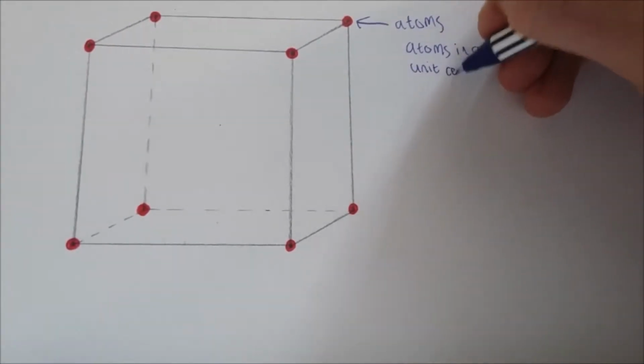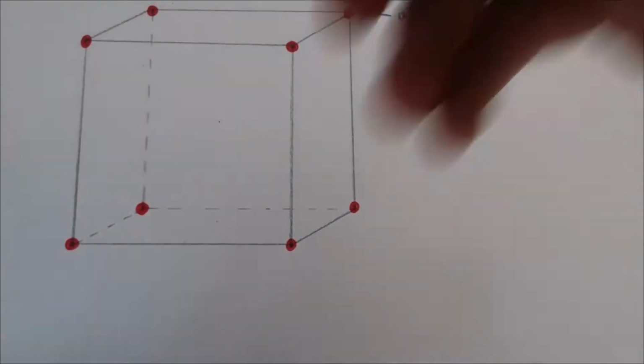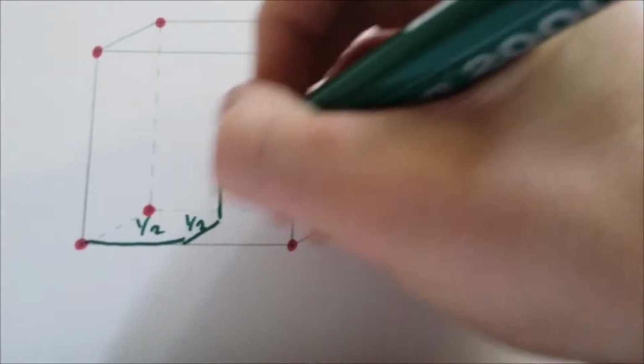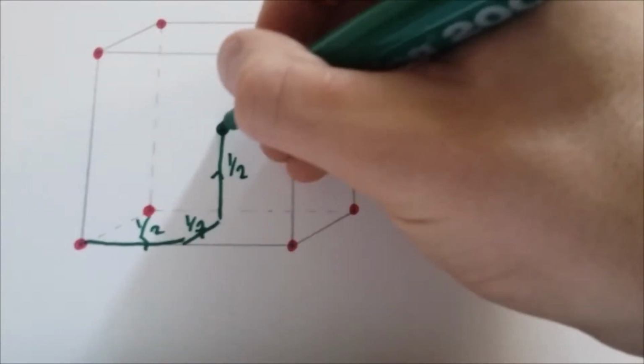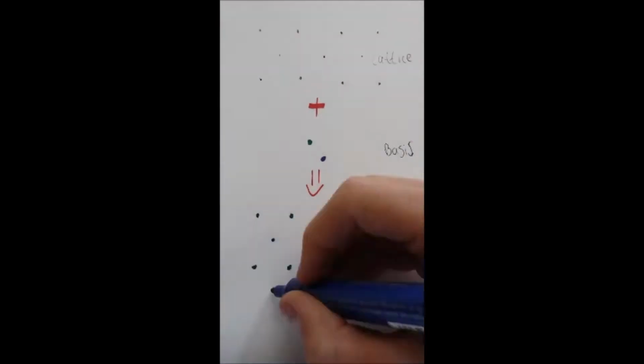Each atom's position is described by fractional coordinates. For example, an atom in the centre of a cell would be defined by coordinates a half, a half, a half, since you need to go halfway along each axis to get to the centre. Using a lattice and a basis, we can now define a crystal structure.